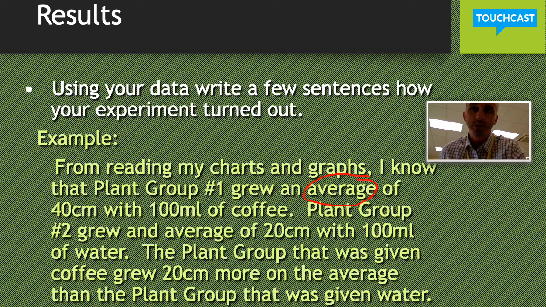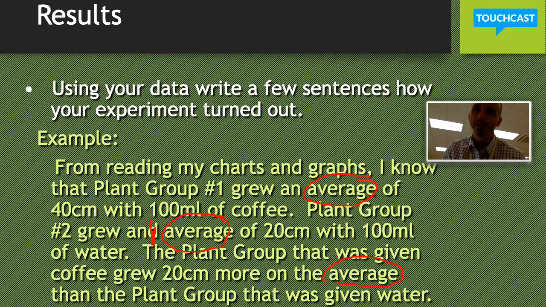Plant group number 2 grew, should be no D in that, an average of 20 centimeters with 100 milliliters of water. The plant group that was given coffee grew 20 centimeters more on the average, there's that word again, than the plant group that was given water. This is where you're taking the measurements and you're averaging them together. This is where you're showing off those math skills.